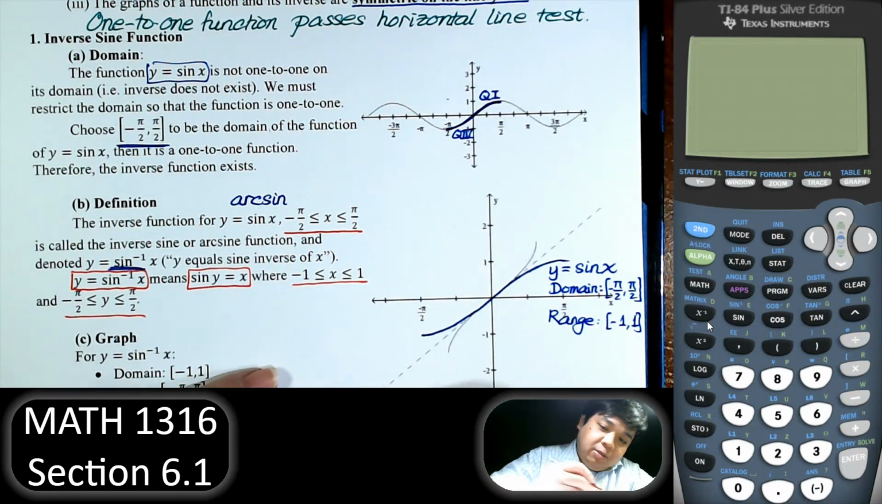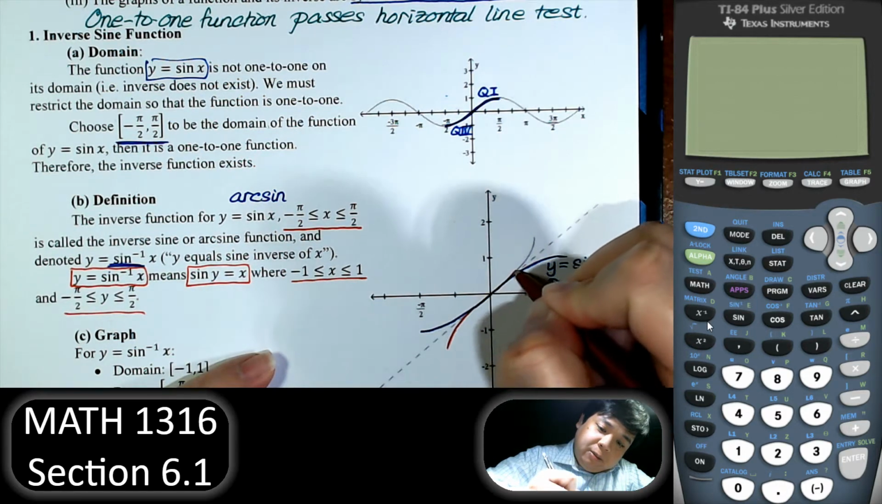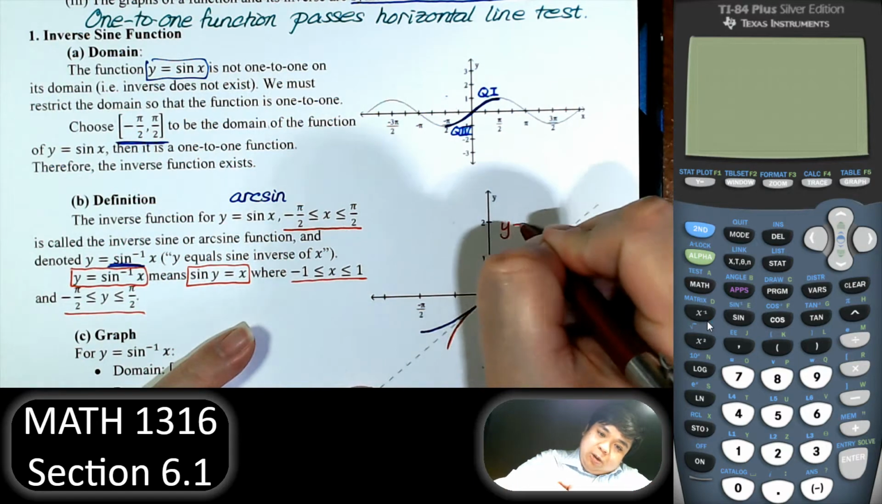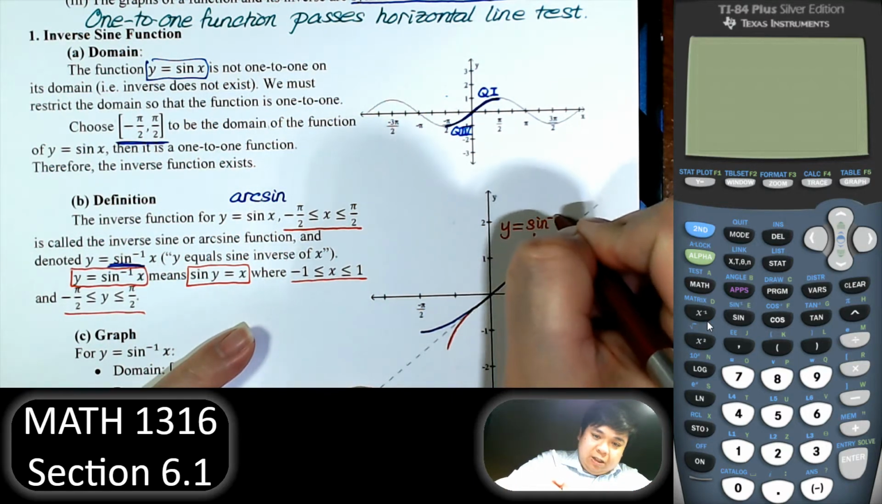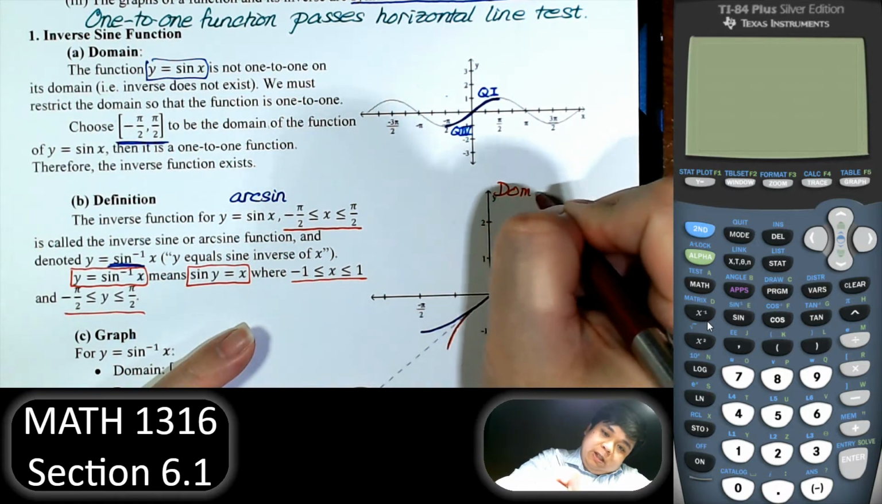Now the inverse, if we graph it, will look like this. And that is the graph of y equal to sine inverse of x. And now the domain and range for the inverse.